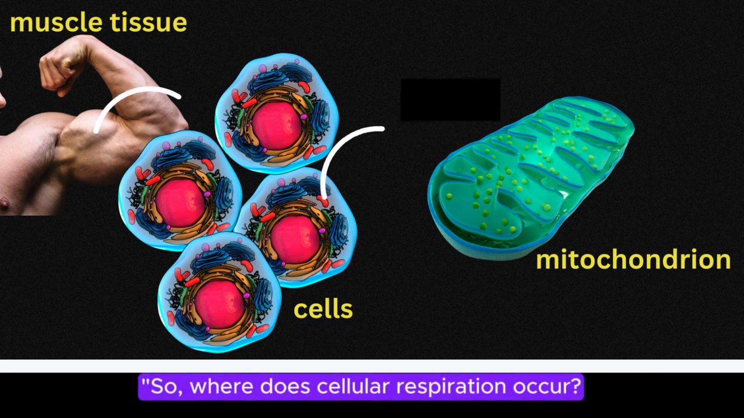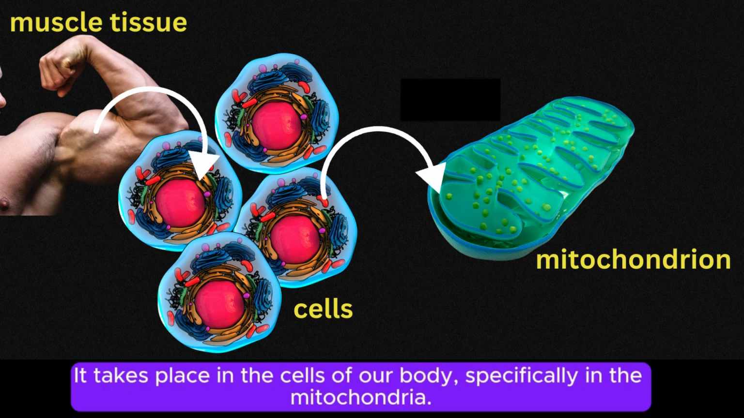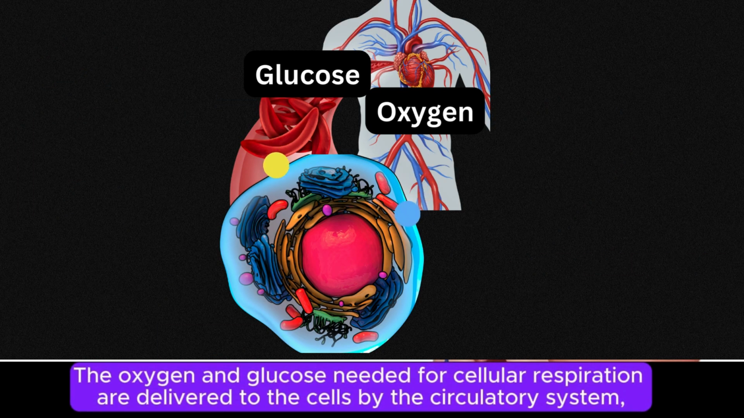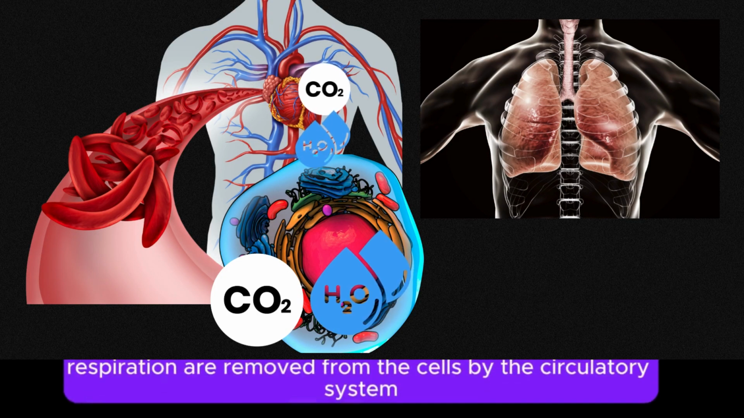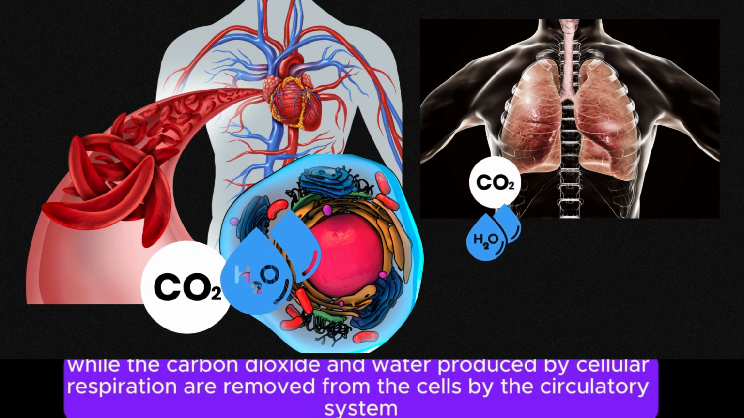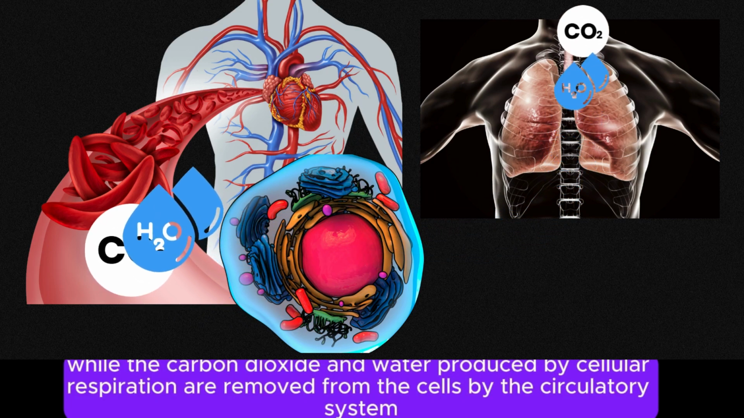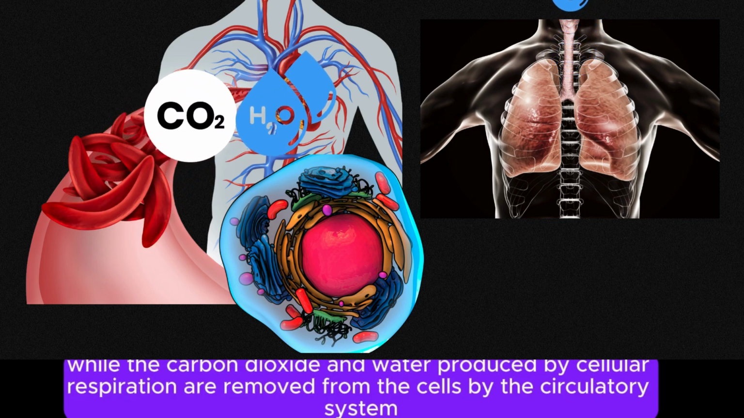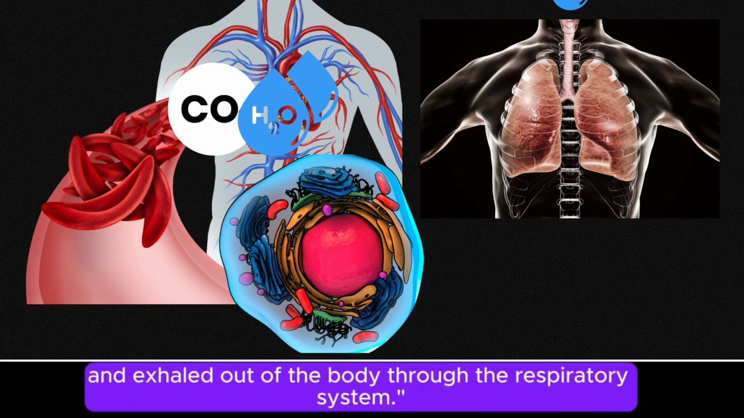So, where does cellular respiration occur? It takes place in the cells of our body, specifically in the mitochondria. The oxygen and glucose needed for cellular respiration are delivered to the cells by the circulatory system, while the carbon dioxide and water produced by cellular respiration are removed from the cells by the circulatory system and exhaled out of the body through the respiratory system.